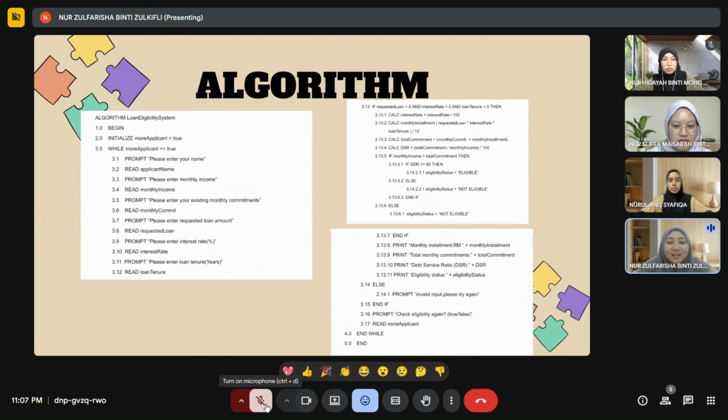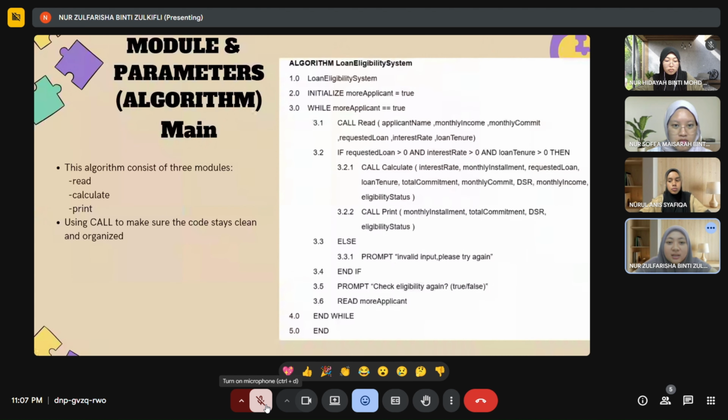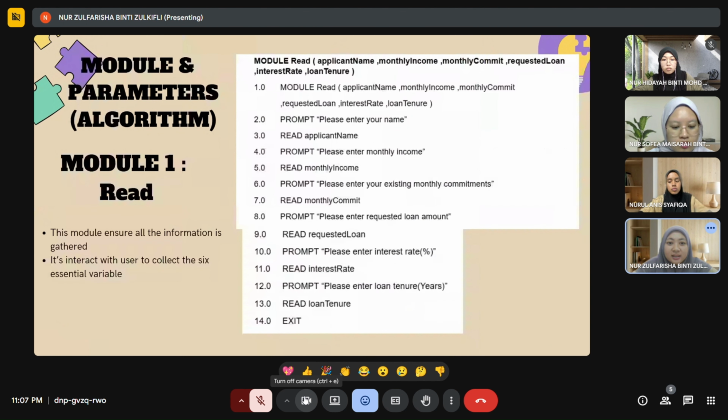So this is our algorithm, a step-by-step procedure that we use to solve our problem. In this algorithm, we use three decision symbols, including one nested decision and one looping symbol. This algorithm consists of three modules, which are read, calculate, and print. The first module is read. In this module, we will make sure that all the information is gathered.